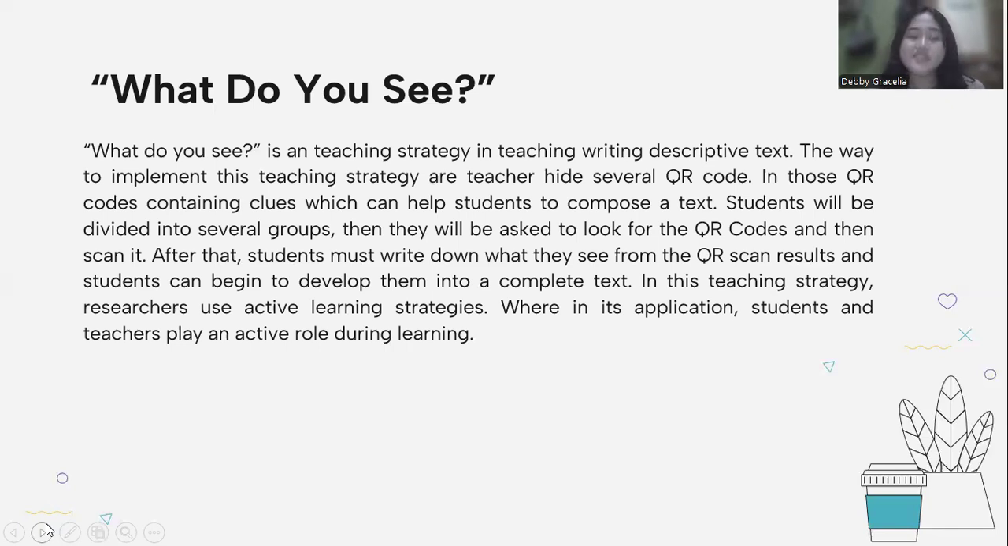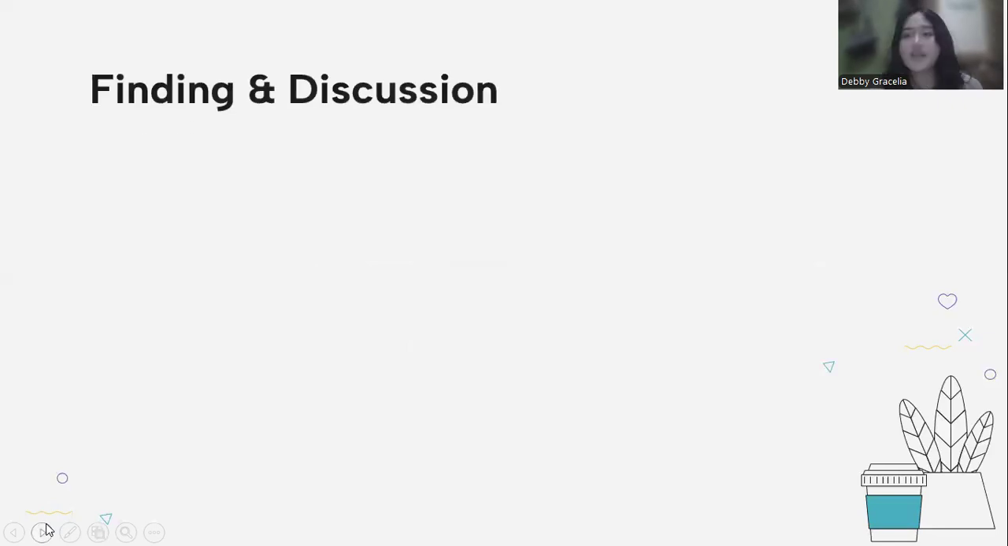In this teaching strategy, researchers use active learning strategies, where in its application, students and teacher play an active role during the learning process. And by using What Do You See, we can teach students how to analyze a picture and how to process from picture to the writing process, especially in writing descriptive text. And next, this is the finding.